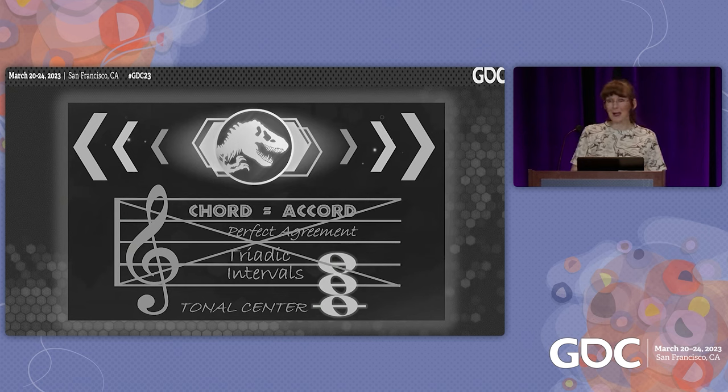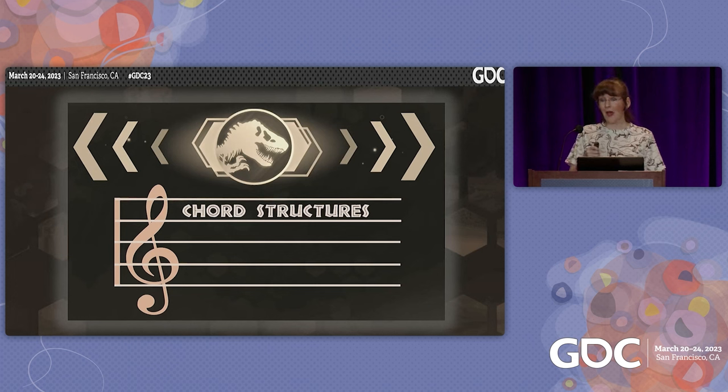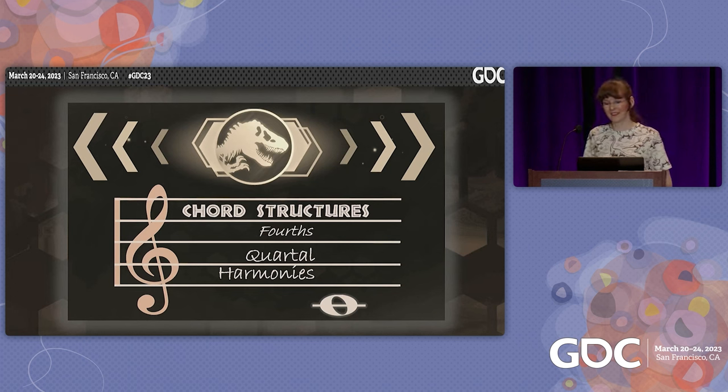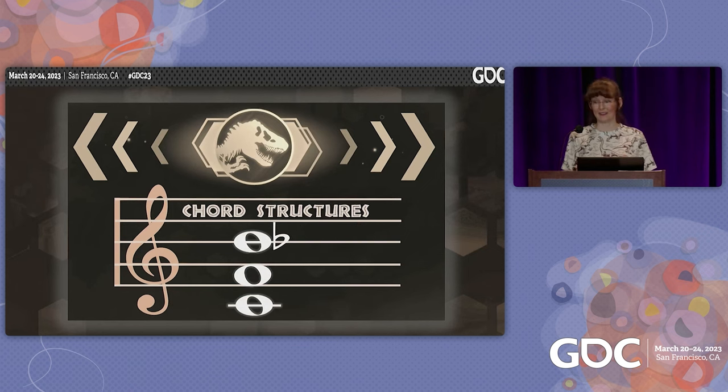For Jurassic World Primal Ops, I frequently opted to build my chord structures not with thirds, but with fourths. This produces quartal harmonies, which is really interesting. The root, the fourth, the seventh. Quartal chords obscure the tonal center. They're harmonically unbalanced. Quartals lack a sense of major or minor orientation, and this is really useful when we're trying to maintain a level of ambiguity in the music that we're composing.